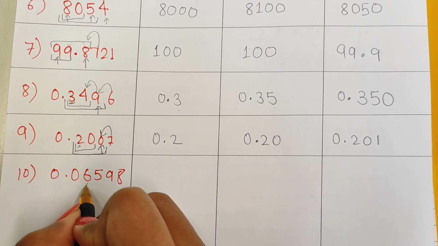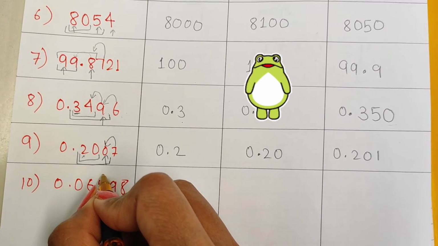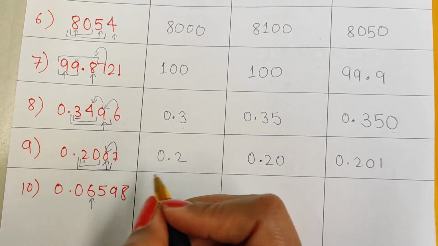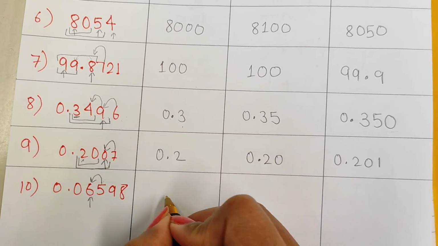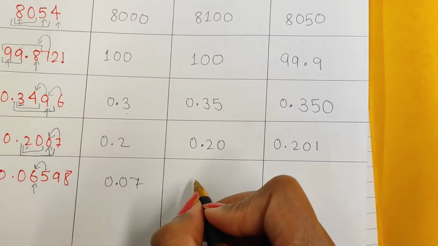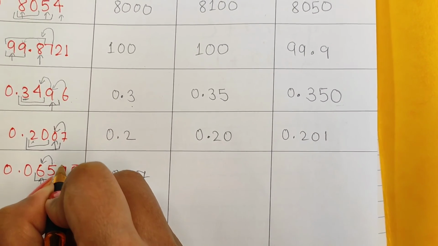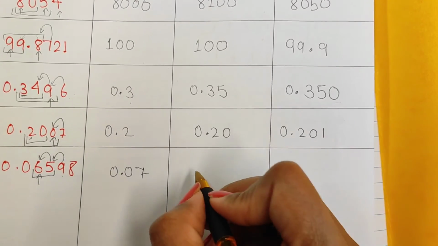Now the last one, 0.06598. So one significant figure is this. Check the next digit, which is 5, of course, so we have to round this up to 0.07. The next one, round to two significant figures. So these are my two significant figures, but the next number is more than 5, so I have to round this up, so that will become 0.066.